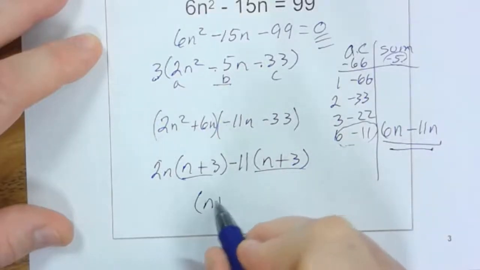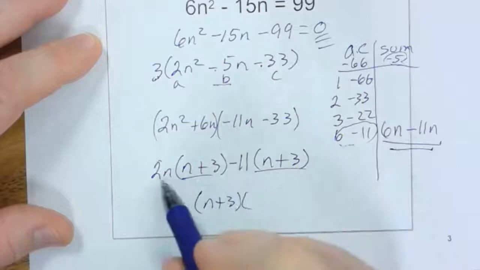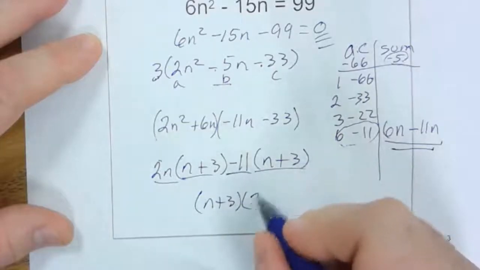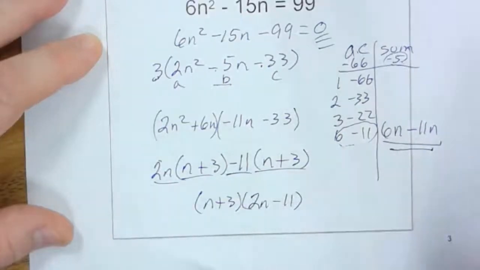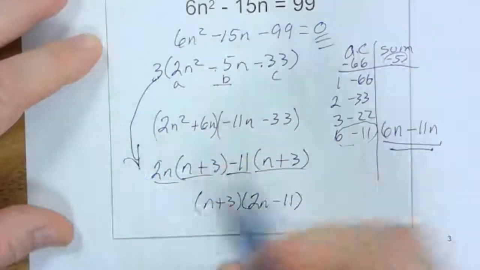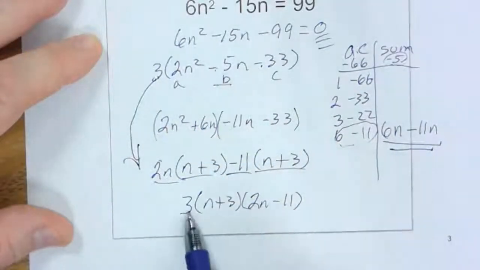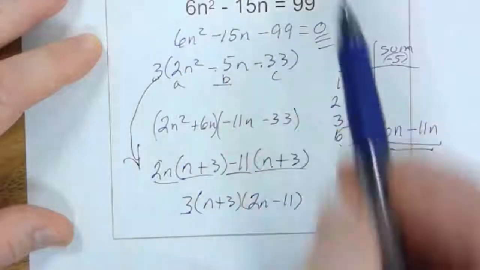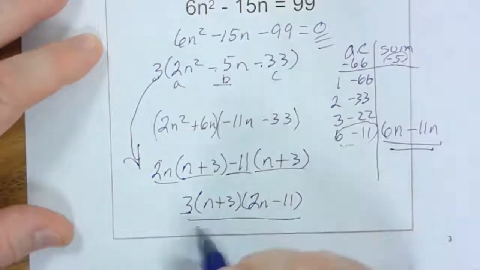Now we bring it down as n plus 3, and the other binomial factor comes from the GCF we factored out, 2n minus 11. And then the last step is bring that 3 we took out at the very beginning, because if I don't bring the 3 down, this will not make the original problem back again. So this becomes our final solution.